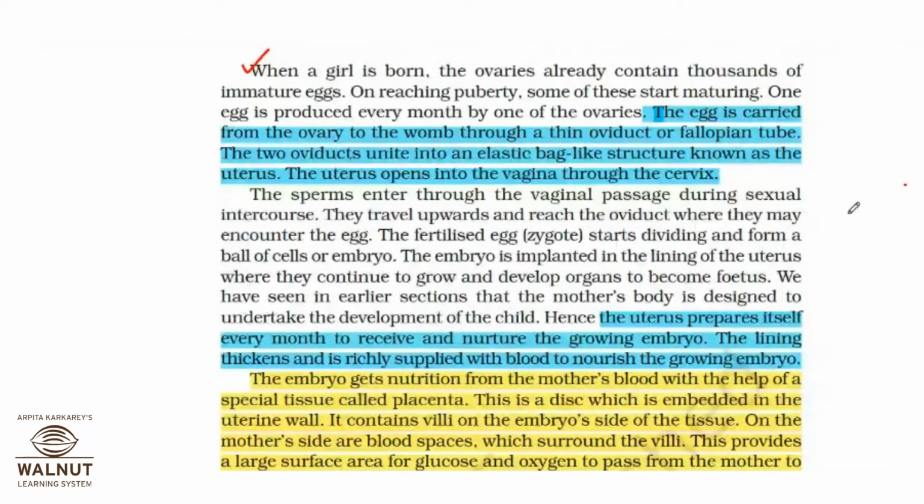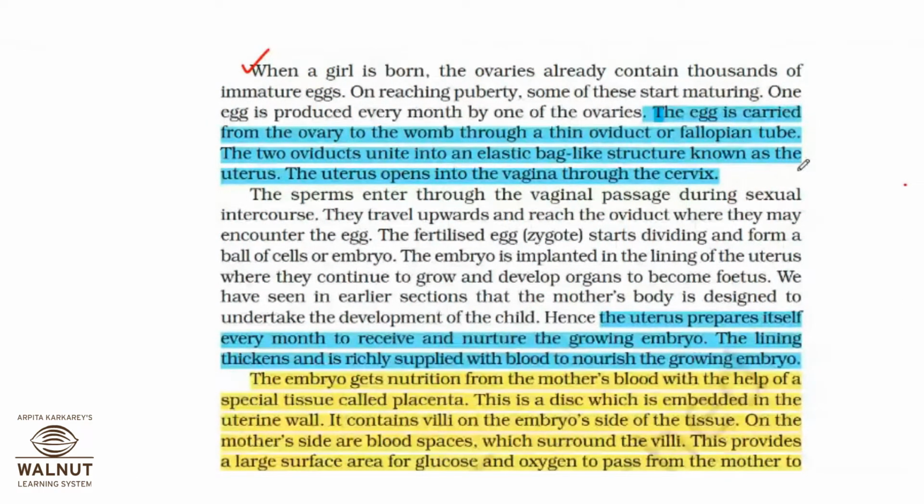The eggs are carried from the ovary to the womb through a thin oviduct or fallopian tube. The two oviducts unite into an elastic bag-like structure known as the uterus. The uterus opens into the vagina through the cervix.